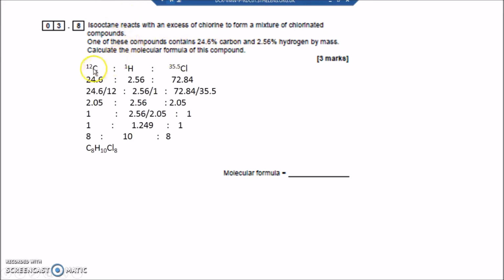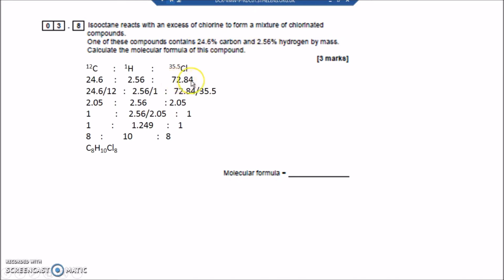So, what have I got in there? I've got carbon, hydrogen. It also tells me that I've got some chlorine in there as well. The relative atomic mass of chlorine is 35.5. It's got isotopes, that's why it's an odd number, but it's 35.5. So I can work out if I've got 24.6% carbon, 2.56% hydrogen, then 100% take away 24.6, take away 2.56.